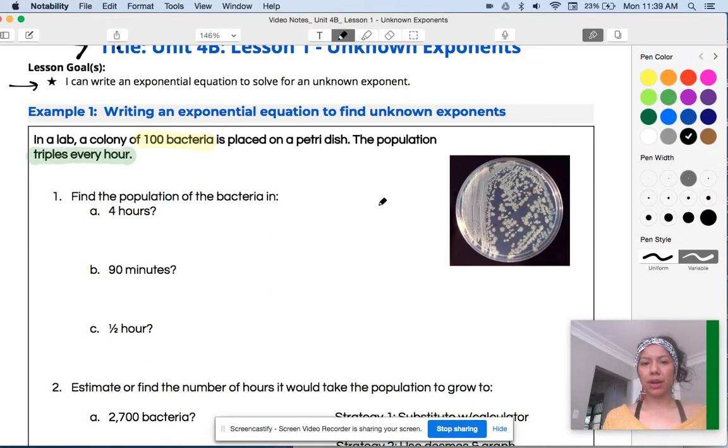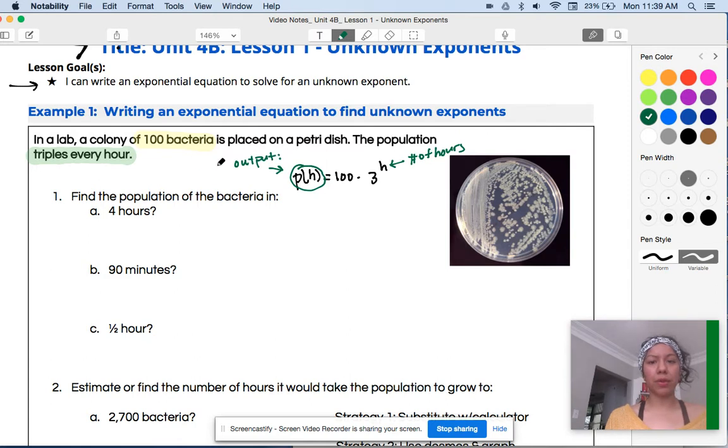Okay, so here we want to write our equation. We're going to write this as P of H is equal to 100 times 3 to the H power. Remember H represents our number of hours, and P of H just represents the notation for output. And the output in this case is going to be the population of bacteria.